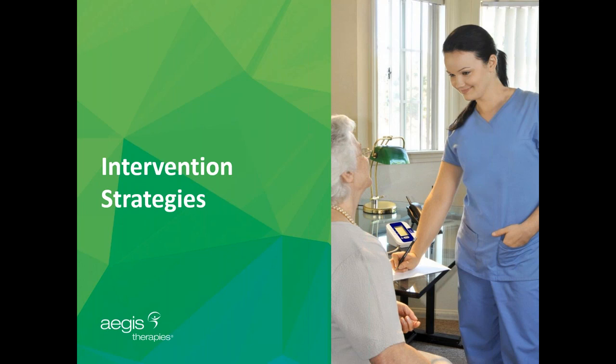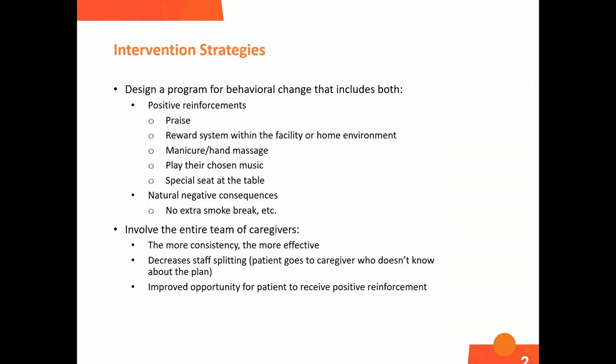All right, so now let's move into some intervention strategies. We want to make sure that we work on a program that designs behavioral change that includes both positive reinforcement and the potential for possible natural negative consequences, right? We're not talking punishment, but it may result in no extra smoke break if the patient doesn't participate or doesn't do things to help conform to their own self-behavior, self-monitoring, right? If they don't recognize when certain things cause them to fly off the handle or to have inappropriate conversations or make inappropriate comments, having those natural negative consequences might go a long way.